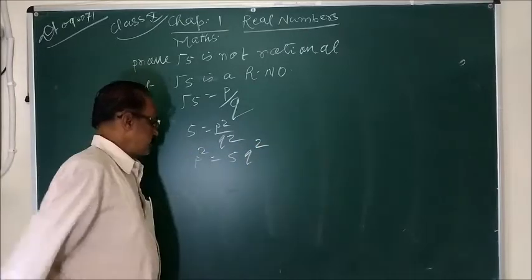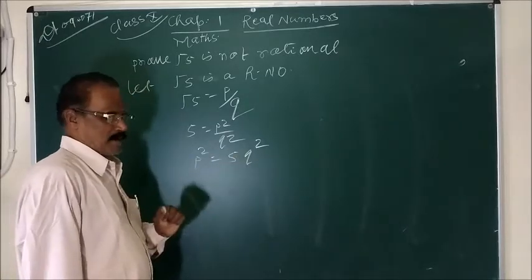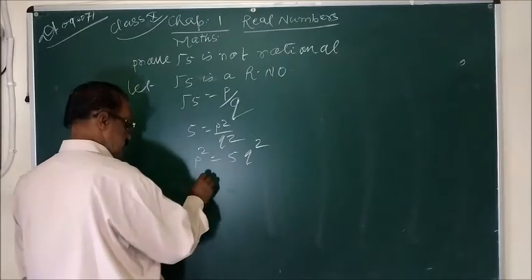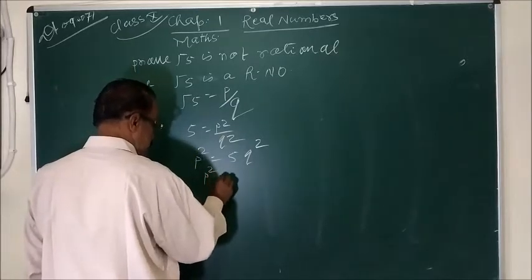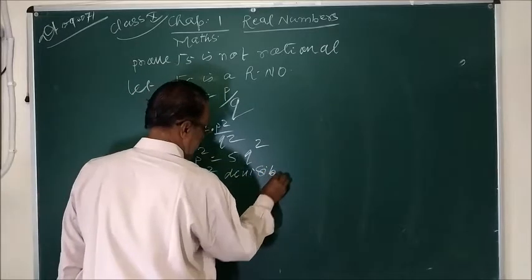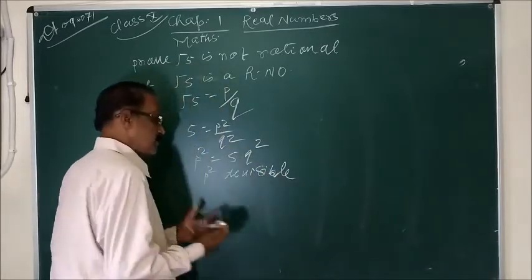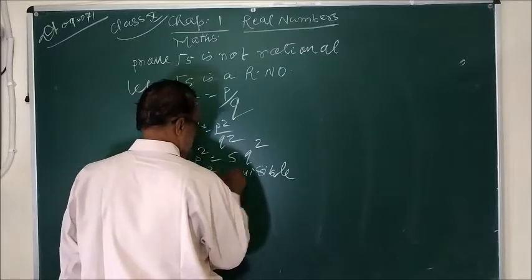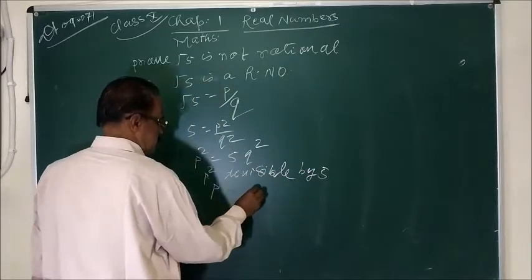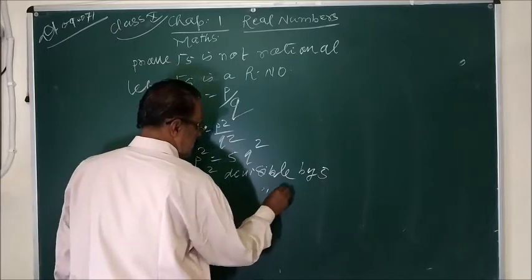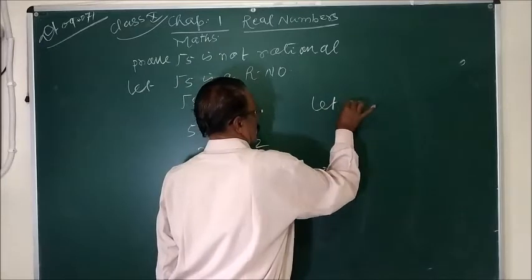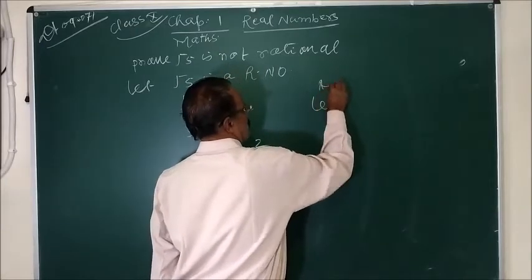What do you observe here? This is a multiple of 5. This means p square is divisible by 5. This is the meaning: any multiple of 5 will be divisible by 5. Very simple. P square is divisible by 5, and p is also divisible by 5.